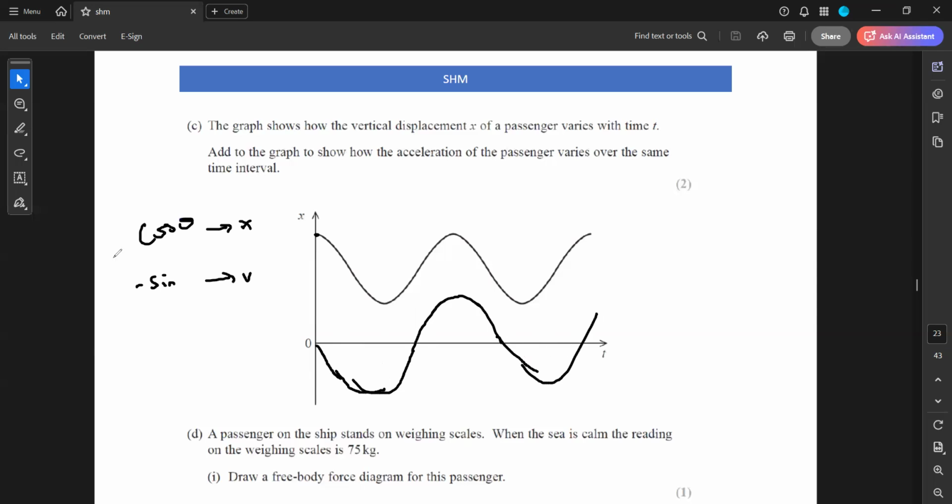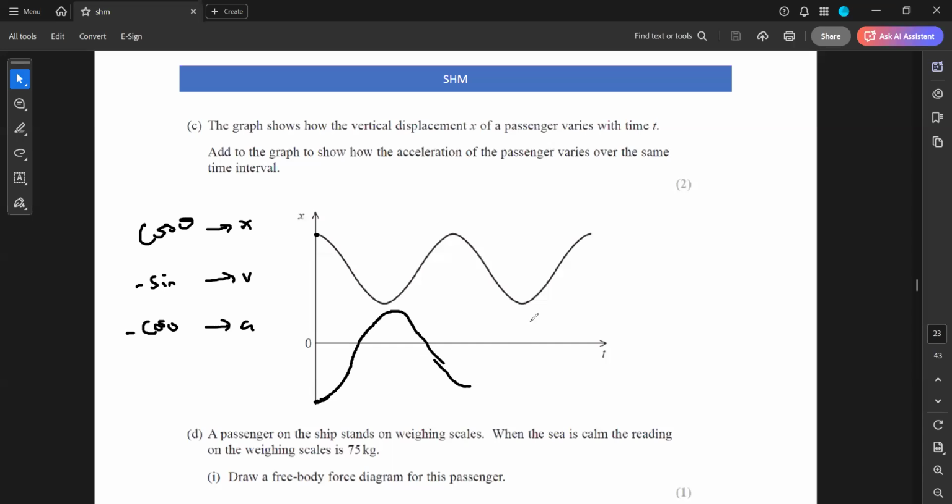And what about the acceleration time graph? If I take the derivative of minus sine, it will be negative cosine. So it means the negative cosine graph with the same period. It will start with a negative value, like negative maximum, then positive maximum, then negative maximum, then positive maximum. But the positive and the negative maximum should be the same.